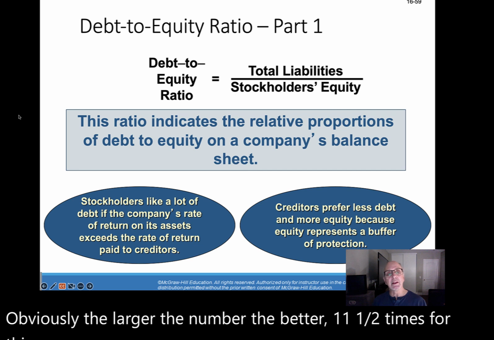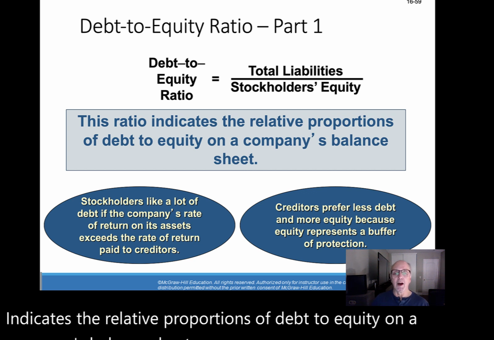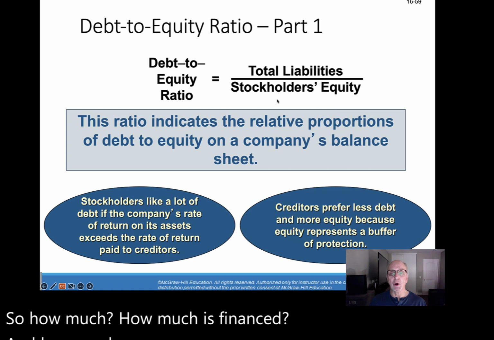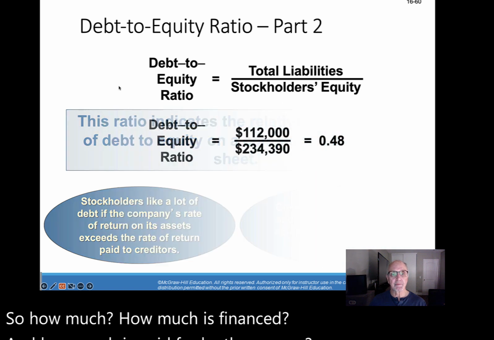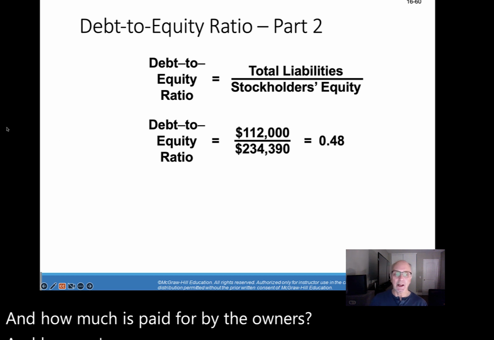Debt to equity. Debt to equity indicates the relative proportions of debt to equity on a company's balance sheet. So how much is financed and how much is paid for by the owners. And here we're talking 0.48. That's a pretty good number.